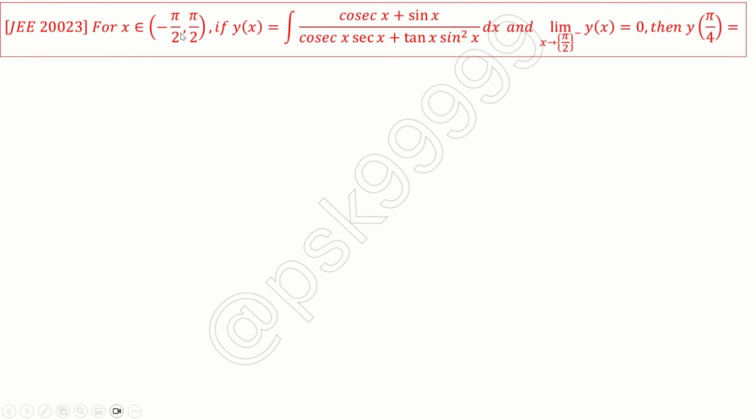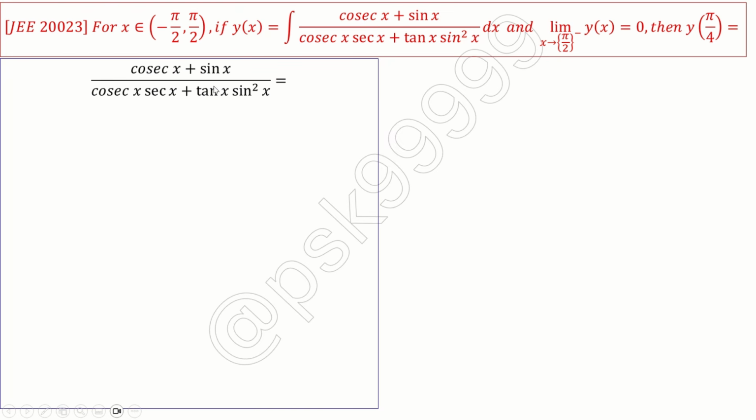For x belongs to minus pi by 2, if y of x equals the integration of (cosecant x plus sin x) divided by (cosecant x secant x plus tan x sin square x) dx, and the limit of x tends to pi by 2 minus y of x equals 0, then what is the value of y pi by 4? Basically, this is given to find out the constant value. So let's first solve the integration and then take it to the next step.